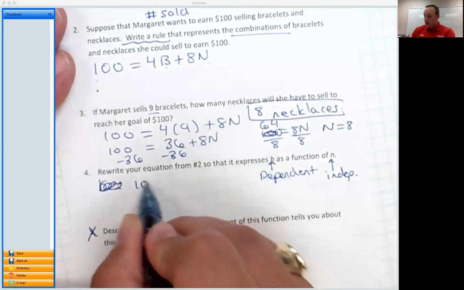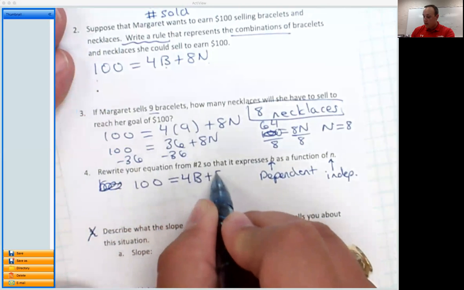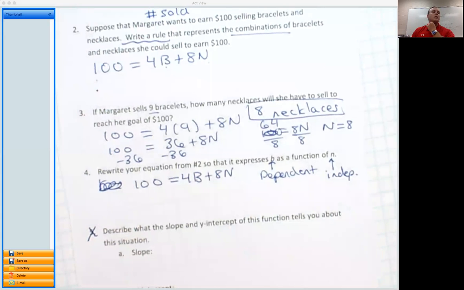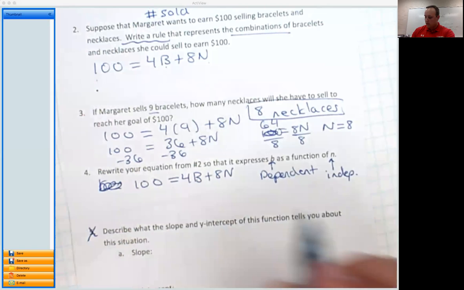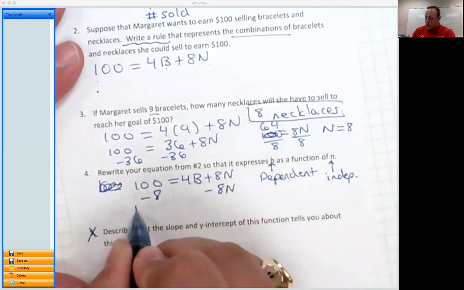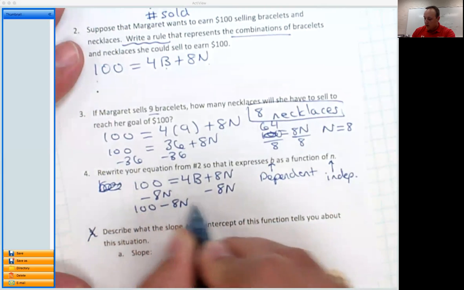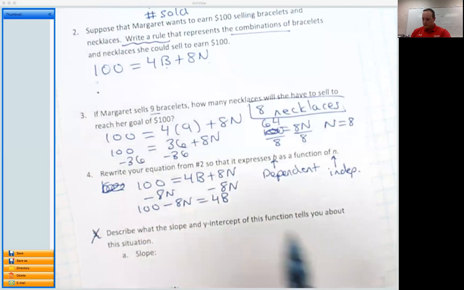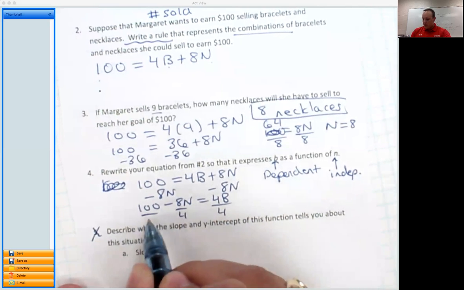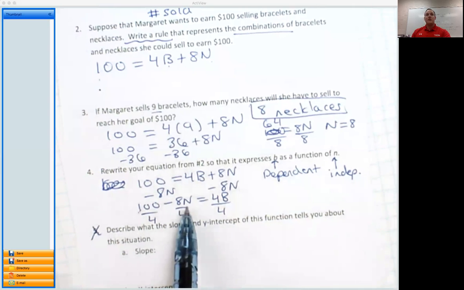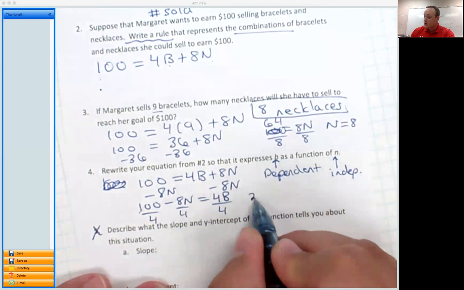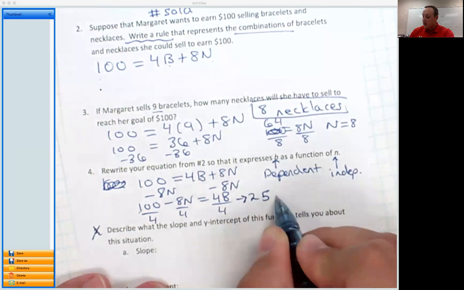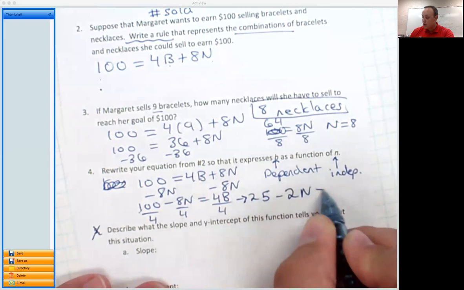Okay, so I have 100 equals 4b plus 8n. So how do I solve for b then? Subtract 8n from both sides. This is what we call solving literal equations. You're literally just solving it. What do I do from there? And divide both sides by 4. And one thing that you have to recognize, you have to divide each term on the other side by 4 because the whole side's divided by 4. So 100, let's see, there's 4 quarters and $1, so that's 25. I'll just move to the right here since I ran out of room. 8 divided by 4 is 2, and there would be your answer.